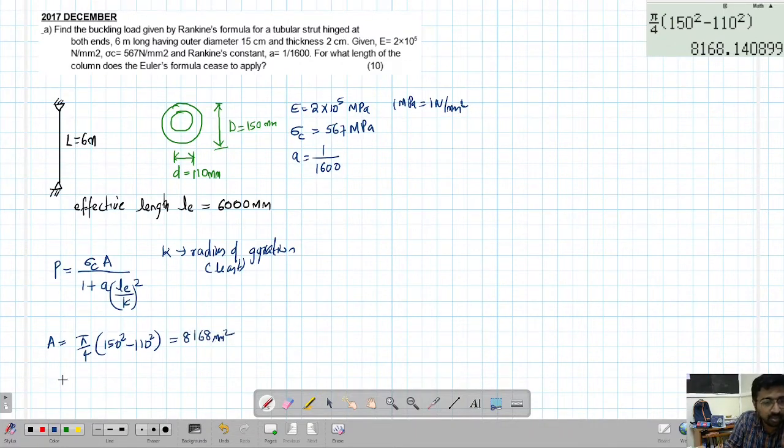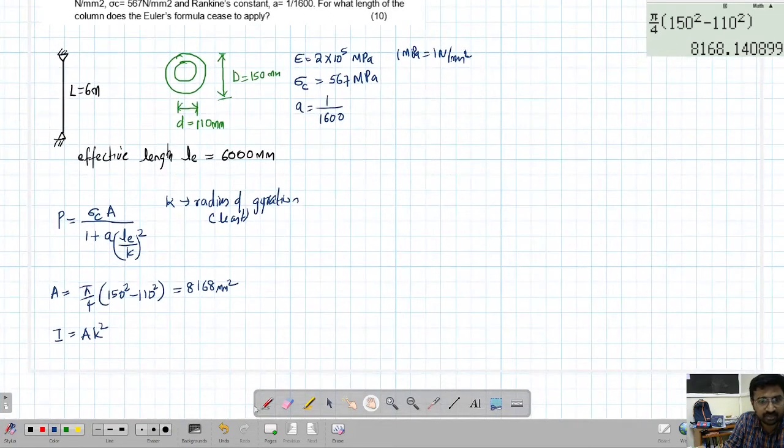Okay. Now K, how do you find K? To find the K, you know that we have to find I, because we will use I, the moment of inertia, equal to AK square. Okay. So this is how you find K. The moment of inertia is equal to AK square. A is the area of cross section, K is the radius of gyration. Now the moment of inertia of this hollow circular section we have to find. We know the formula for hollow circular section.